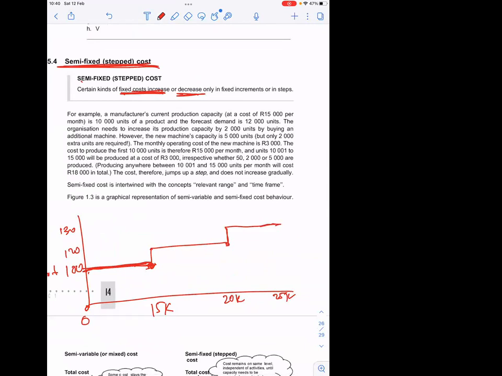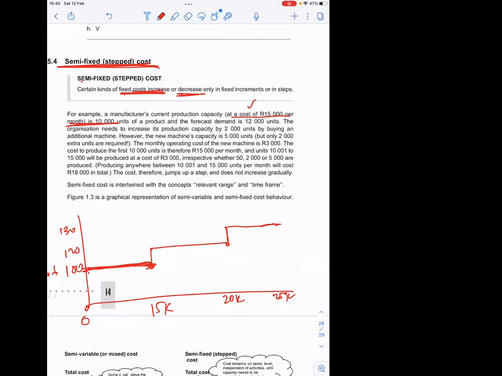For example, a manufacturer's current production capacity, at a fixed cost of 15,000 per month, is 10,000 units of product, and the forecast demand is 12,000. The organization needs to increase its capacity by 2,000. Now they are saying this person is currently paying a fixed cost of 15,000 when they produce within 10,000. And now there's been a forecast demand of 12,000, meaning they have to push their capacity beyond the relevant range. We have to have an extra 2,000 units.